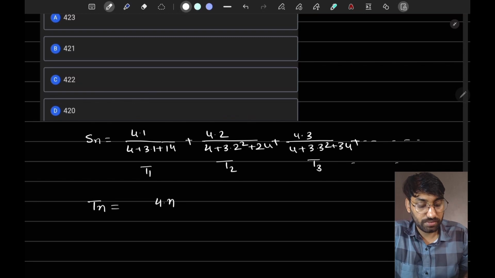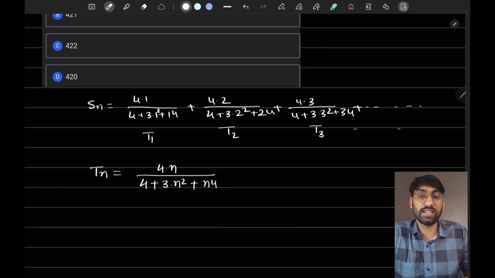So if someone asks what will be my term n, for term n 4 into n will come, obviously. Correct? Now, in the denominator, if you closely observe, 4, 4, 4 is coming everywhere. So here also 4 will come, plus 3 into 1 square, plus 3 into 2 square, plus 3 into 3 square, like that it is coming. So it will become 3 into n square, plus 1 power 4, 2 power 4, 3 power 4 is coming, so it will become n power 4. So this will be my nth term.